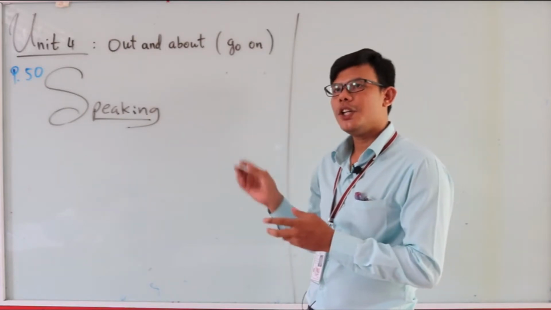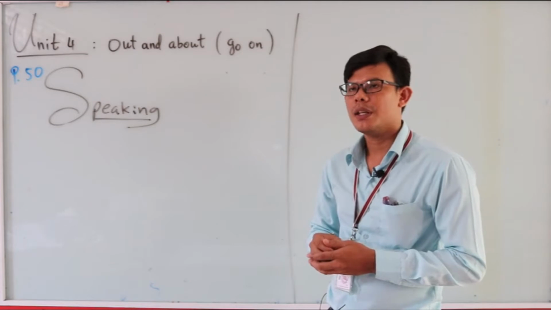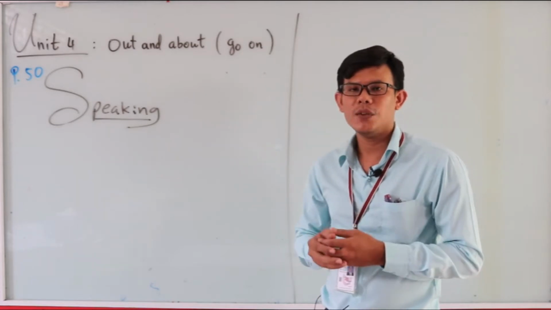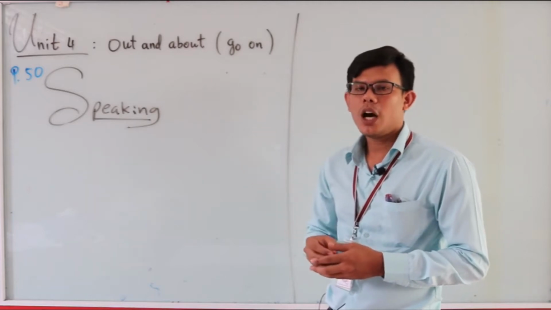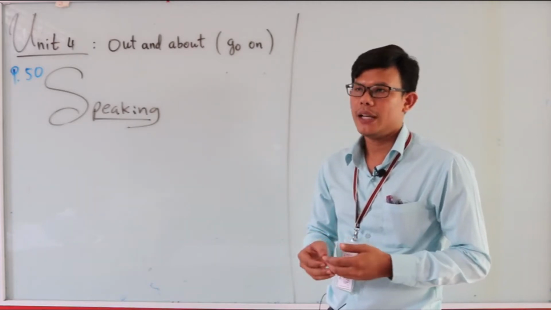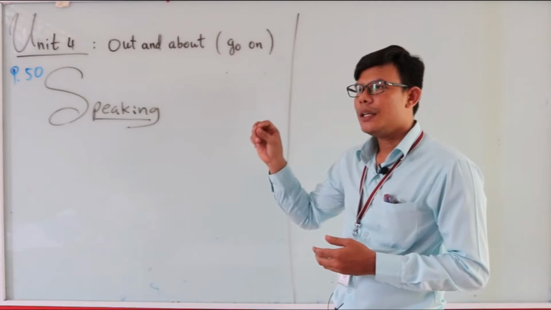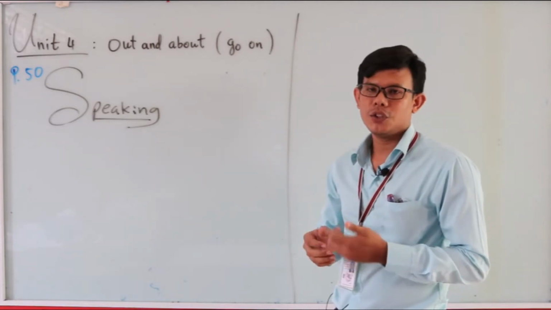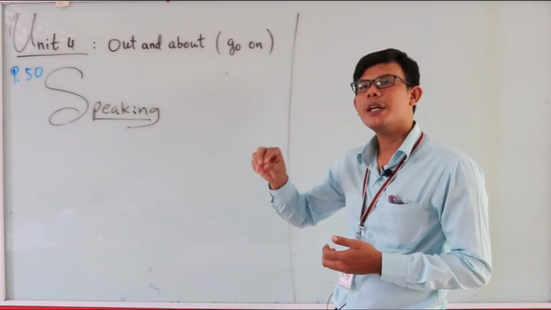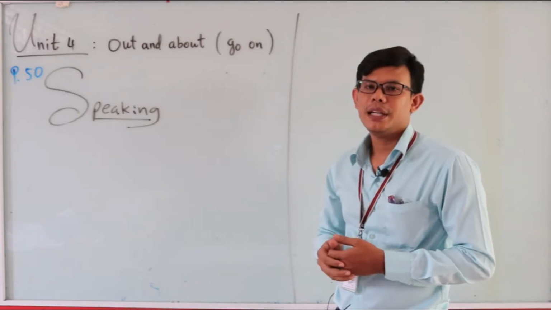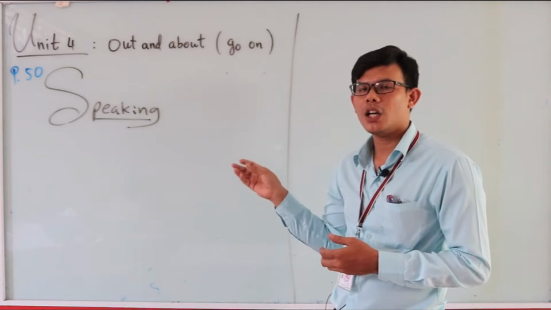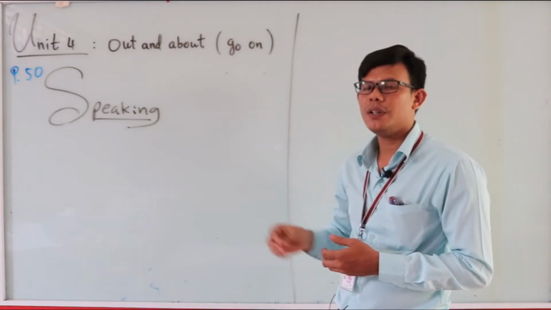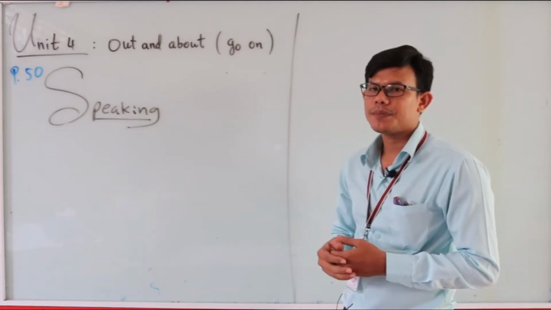So let's change to negative form. When we want to change to negative form, we make sure that we use not after the verb is or are. For example, there isn't a student. So is becomes isn't because it is negative form, and are becomes are not or aren't. For example, there aren't students.